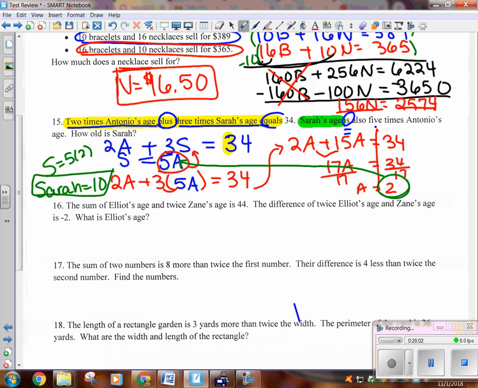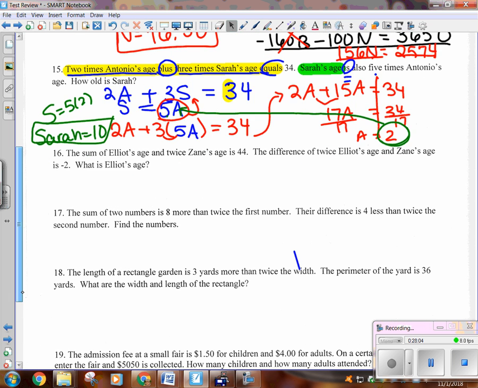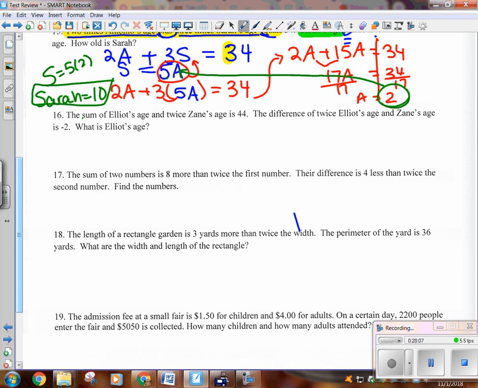The sum of Elliot's age, okay, the sum, I'm not adding. Elliot's age, so I'm going to use an E for Elliot. And twice Zane's age, I'm going to put a little crossbar for the Z, is 44. Now it says the difference, that means I'm going to subtract. Twice Elliot's age, so he was mentioned first, so he's going to go on the left of the subtraction sign. And Zane's age, now okay, Zane's is -2.